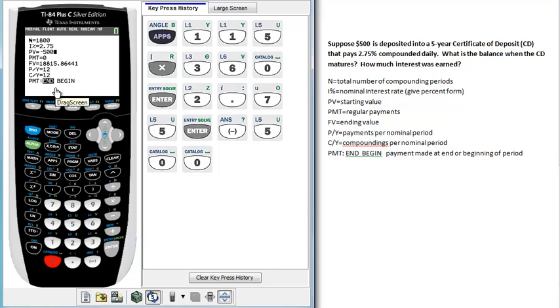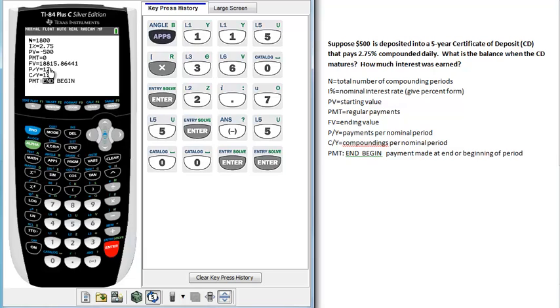Okay, so hit enter. And then our payments, we're not making regular payments in this case, so that's going to be 0. So that's good for me, ready to go. I hit enter. Future value. The future value is what we end up with. And that's what my question is asking for. What's the balance when this certificate of deposit matures?